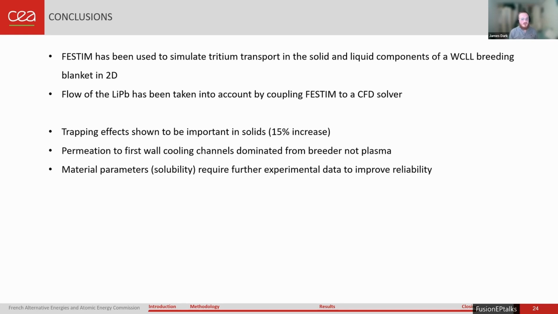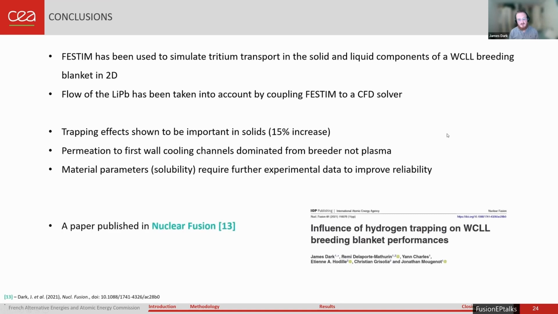Permeation in the first wall cooling channels is completely dominated by the tritium coming from the breeder rather than from the plasma. And also there's certain material parameters that definitely require some more experimental work to improve the reliability of the values you use. Because obviously the reliability of models we create are only as good as the values we use from experimental data, so it's only going to further improve the reliability of the models that we produce.